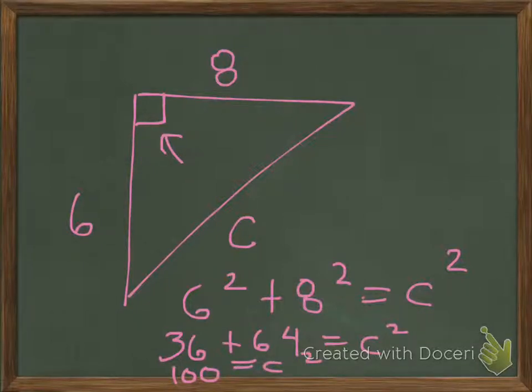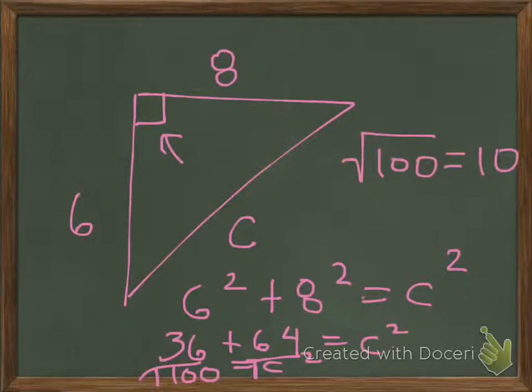To get C by itself, when you have a squared, you take what's called the square root on each side. The square root of 100 is 10, and that would be C.